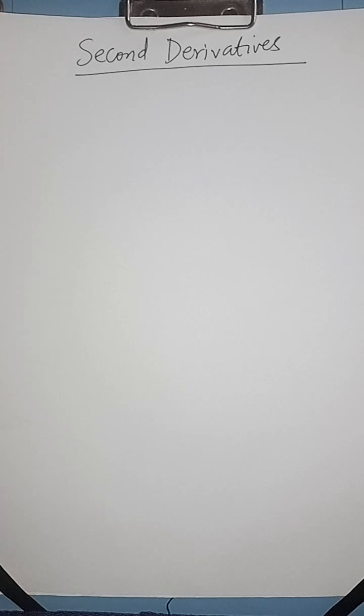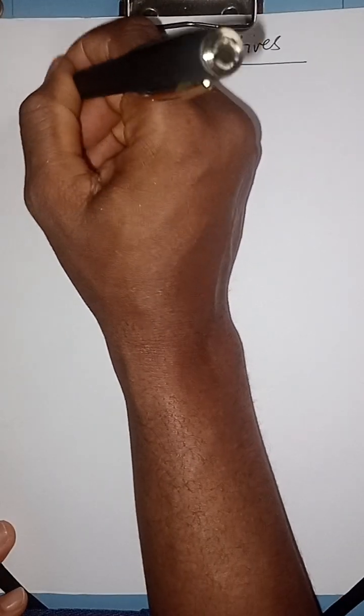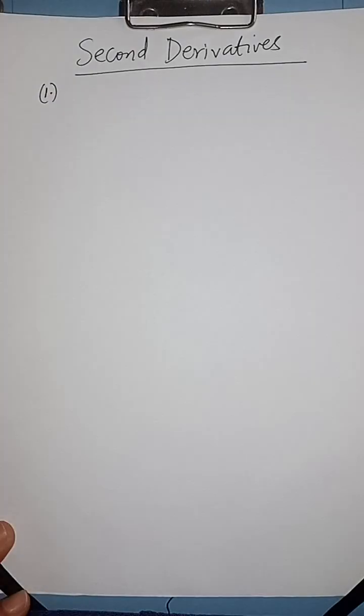The first set of differentiation we've just done is called the first derivatives. Now, it is possible for you to also get the second derivative. If the question asks you to look for the second derivative, what are they actually asking you to look for? I'm going to use an example for us to get this. Let's take this as number 1 on the second derivative.